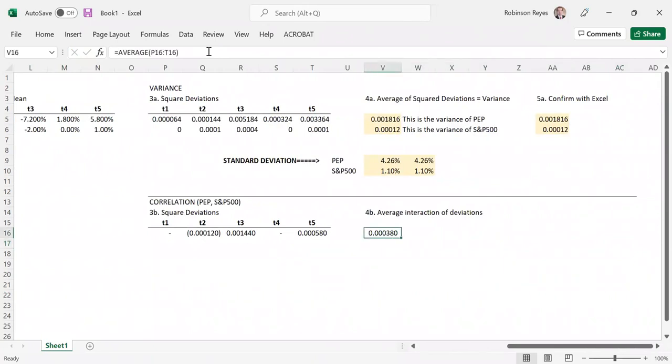Now, we do not have a correlation for each one, because let's keep in mind that if we try to get the correlation of S&P and Pepsi, it's exactly the same as the correlation of Pepsi and S&P. So we just have one measure of correlation between the two. Now, when we get the average of the interaction of the deviations, we have something that is called covariance.